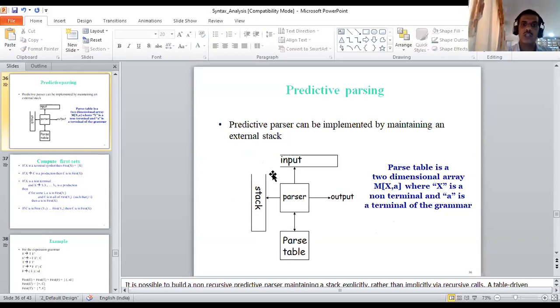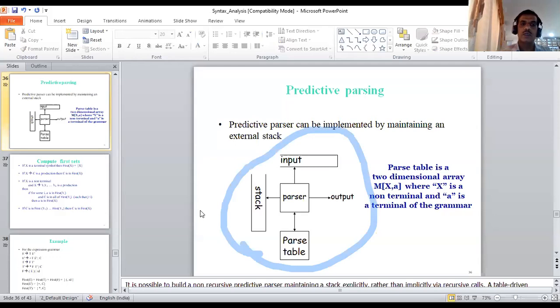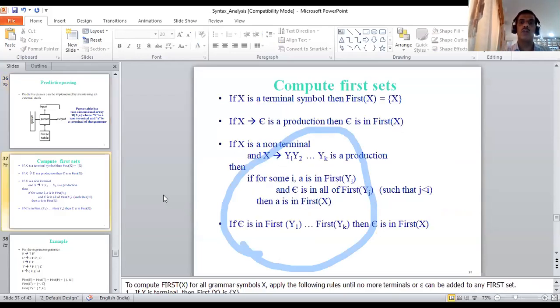Fine. So at this moment, I'm going to talk about the construction of the parsing table later, but first the prerequisite, that is first and follow. As I said, the most important thing with respect to the construction of this parsing table is first and follow. If you understand first and follow properly, then only you can construct the parsing table properly. Now, let me give the definition of what is first and what is follow.